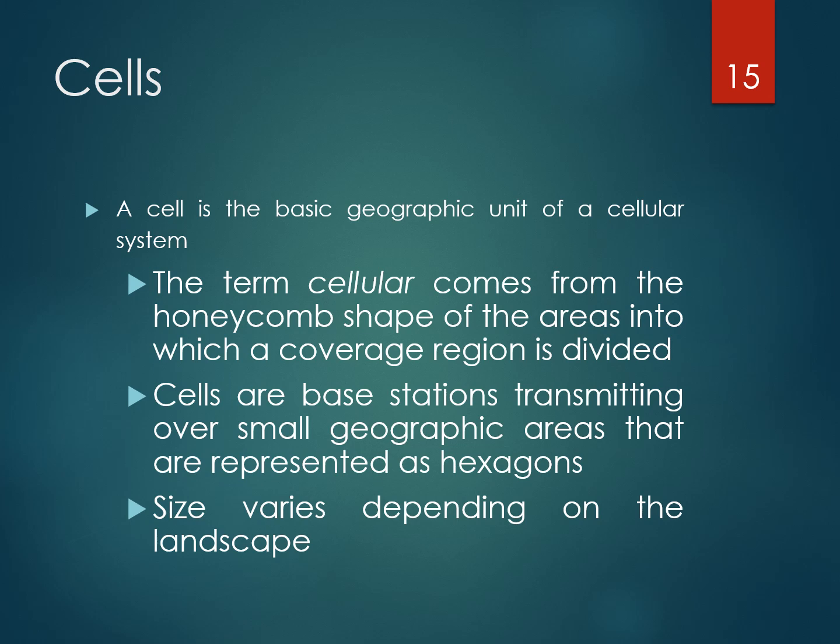So now let us see what is a cell. A cell is a basic geographic unit of a cellular system. The cellular means how the cell may be of hexagonal shape. It looks like a honeycomb shape, where the coverage region is divided. Cells are base stations transmitting over small geographic areas that are represented as hexagons. Normally the preferred shape of the cell is hexagonal, and size varies depending on the landscape.